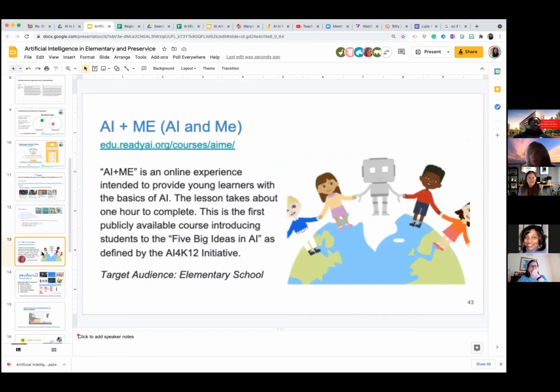This one is cute. The target audience is elementary school. It's called AI and Me. I know when he originally created it, it was free. I don't know if it's still free. I don't know if anybody has tried this one? readyai.org, AI and Me. And so it's just a little 1 hour lesson, the 5 big ideas of AI from somebody who got together with the group in our early days.